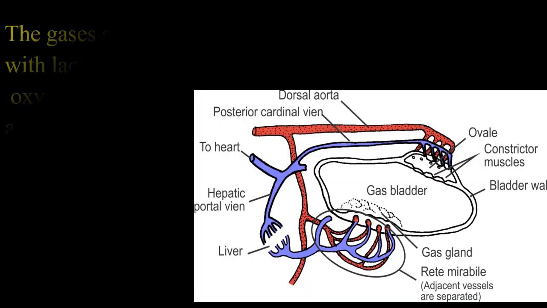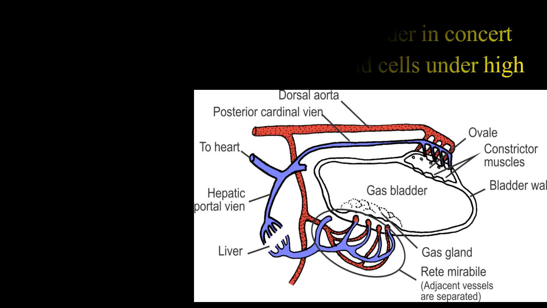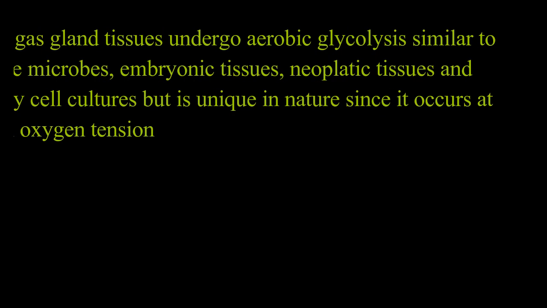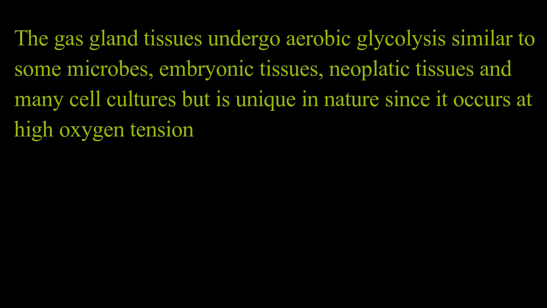The gases are secreted into the swim bladder in concert with lactic acid production by gas gland cells under high oxygen tension and the countercurrent multiplier of the rete mirabile, which is the vascular portion of the gas gland. The gas gland tissues undergo aerobic glycolysis similar to some microbes, embryonic tissues, neoplastic tissues, and many cell cultures. But this aerobic glycolysis by gas gland tissues is unique in nature since it occurs at high oxygen tension.